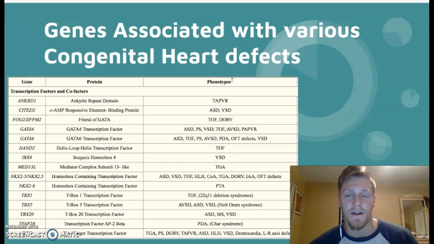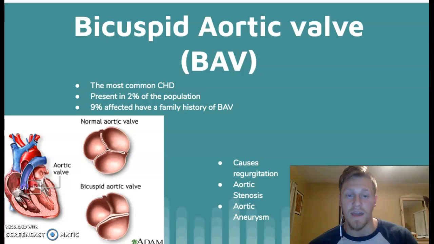Because the genes and the defects are so diverse, I chose to focus on bicuspid aortic valve, or BAV. It's the most common congenital heart defect, present in 2% of the population, and 9% of those affected have a family history of BAV. So basically, a mutated gene will cause this normal aortic valve, here, to be a bicuspid aortic valve. This will cause regurgitation, aortic stenosis or narrowing of the aorta, or aortic aneurysms. Basically, the wall of the aorta will balloon outwards.